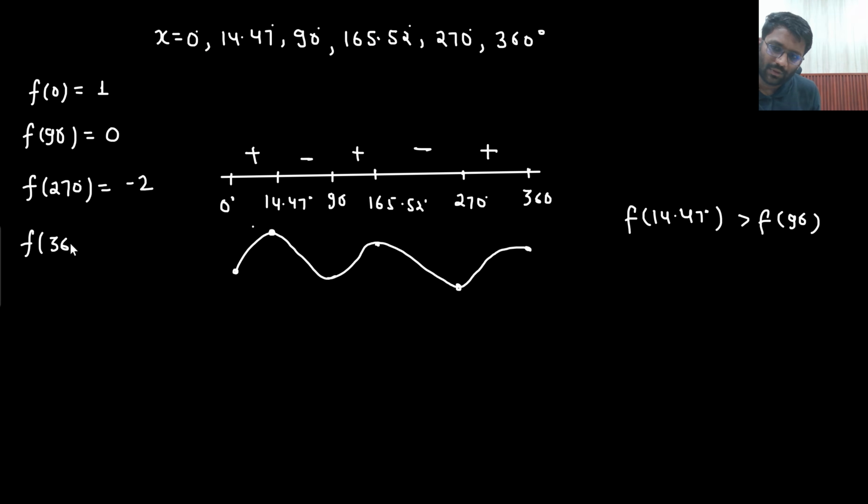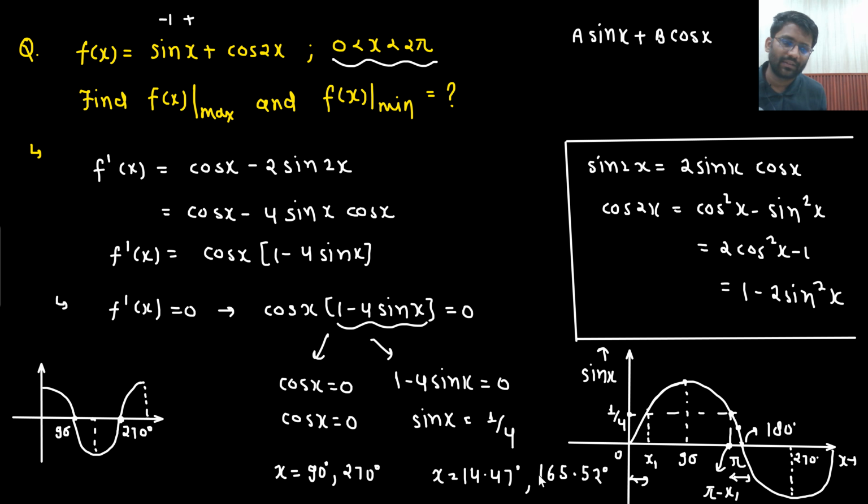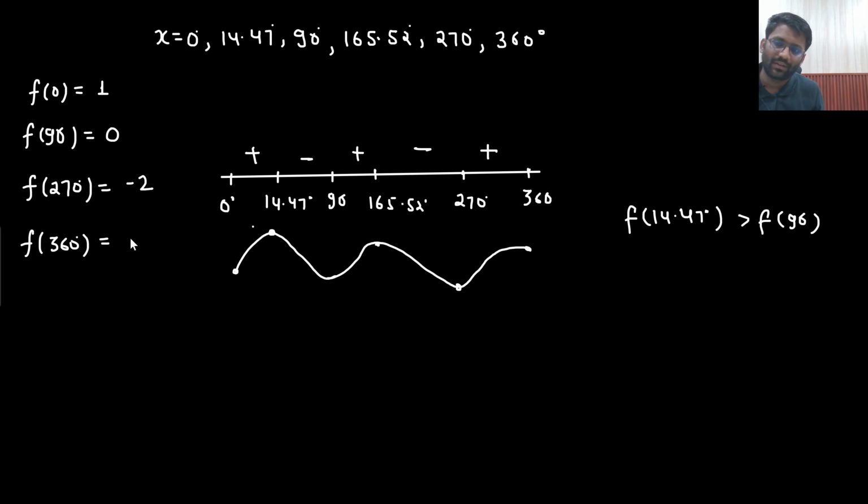And what about 360? So sin 360 is equal to sin 0 only. And this will be 720. So this is sin 0, cos 720. This is also sin 0 cos 0 only. This value will be 1. So this is the scenario. Till this point we have got.